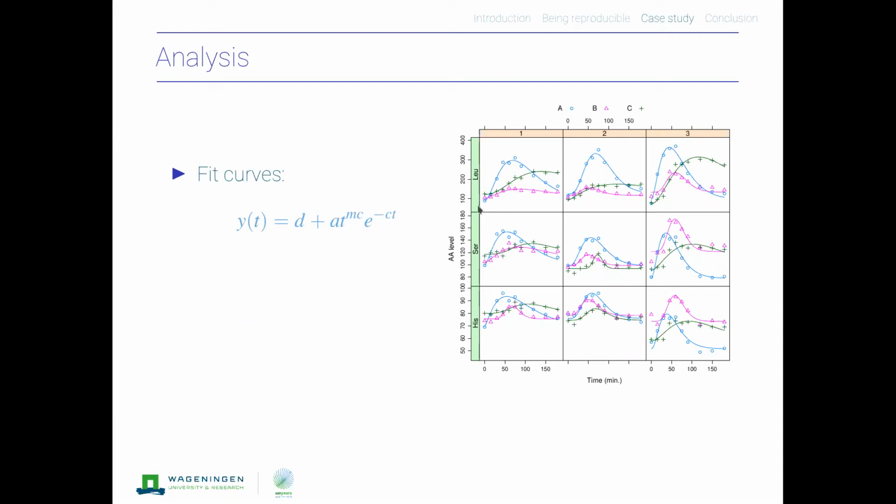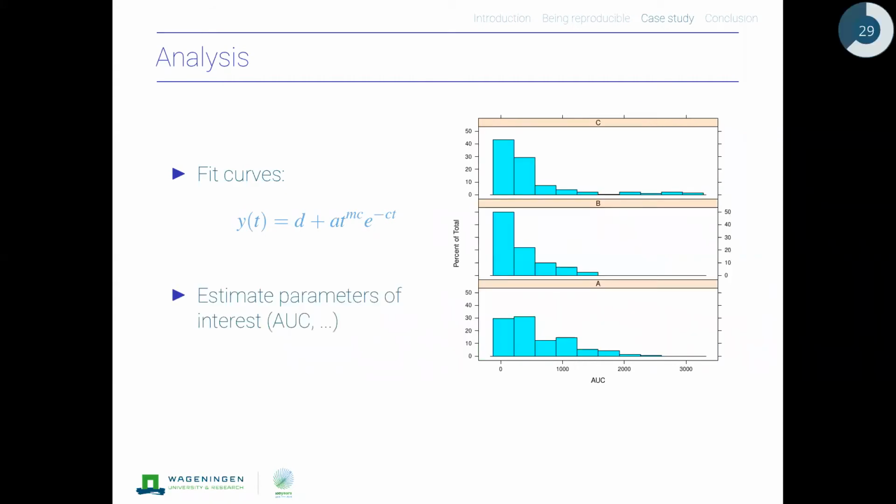So basically these curves are determined by 4 parameters, A, C, D, and M, where M is the time to the maximum, C is related to the steepness in the beginning and the steepness after the maximum, D is the baseline, and as I already said, A is related to the amplitude. Once you have fit these curves, once you have these 4 parameters, you can extract parameters of interest, like the area under the curve, but also the time to the maximum that is already given by M.